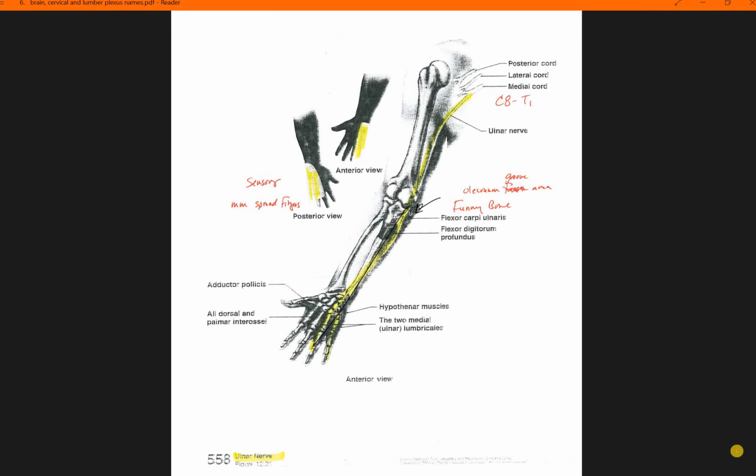Now look at this. The sensory is pinky and part of your ring finger. So if someone comes in pointing to their ring finger and pinky, and they go, it's so weird, like it's numb and tingly or whatever, I have a weird sensation here. In your mind, you're thinking, oh, that's ulnar nerve, or there may be something going on in your neck at the C8-T1 area, causing ulnar nerve distribution issues.